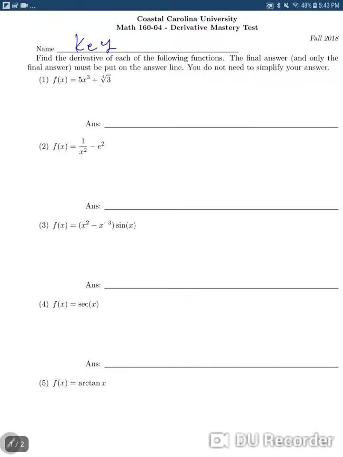For the first function, f of x is 5x to the third minus fourth root of 3. You notice that this is a constant, so its derivative is 0. So the derivative of the function is 15x squared plus 0. The second function, I will rewrite it as x to the minus 2 minus e squared. And I notice that e squared is a constant, so its derivative is 0. So the derivative comes out to be negative 2x to the power of negative 3, which we can simplify as negative 2 over x to the third.